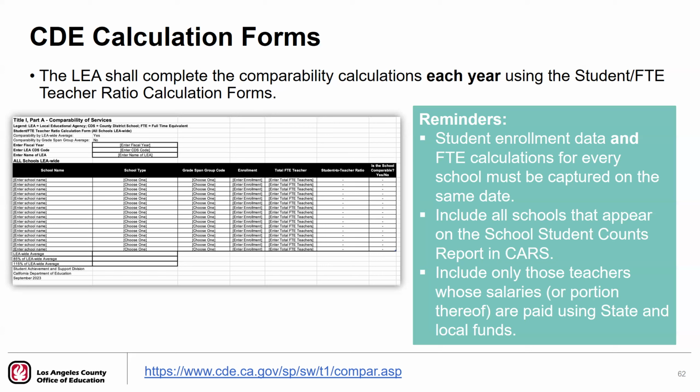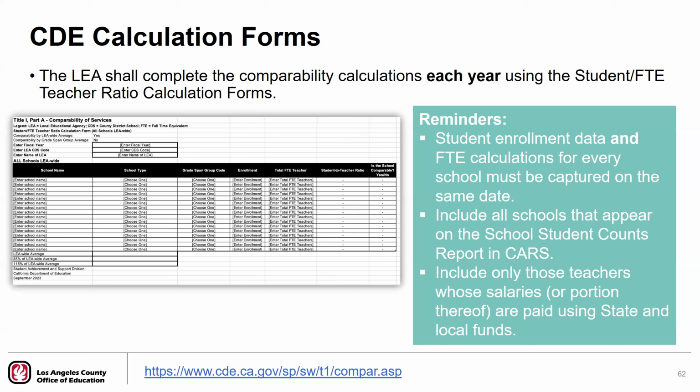And so if you calculate comparability based on one method, such as the LEA-wide average, and you find that a school is not comparable, then it's recommended that you try the other option. So that would be the grade span group average. And then if after trying both options, a school is still not comparable, then that's when the LEA would need to make adjustments in staffing to meet the comparability requirements.